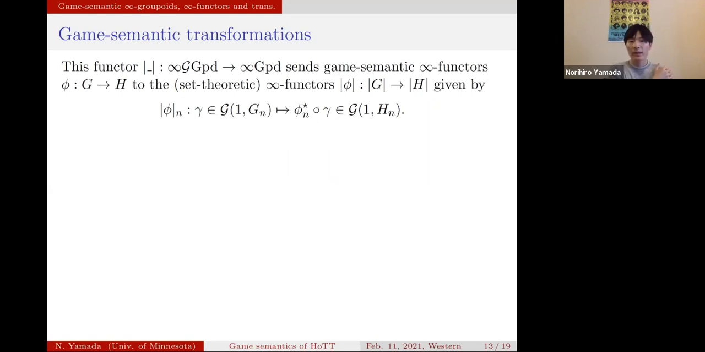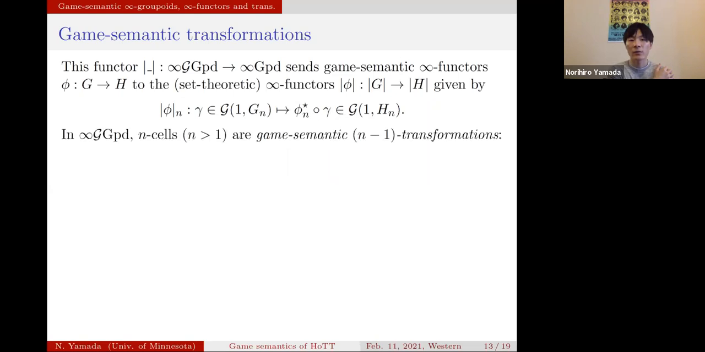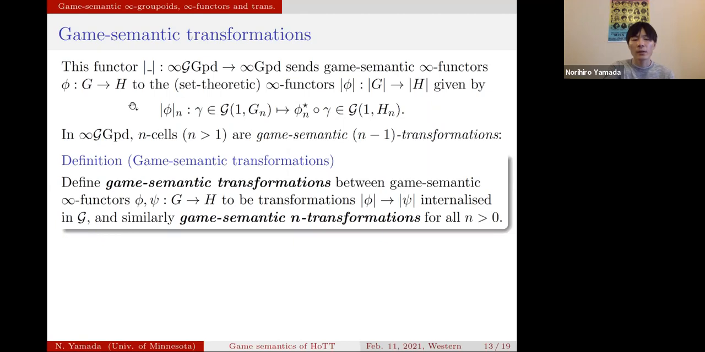And with this in mind, roughly, the notion of game-semantic transformations, which are higher cells in this infinity category, can be defined as follows. Define a game-semantic natural transformation, or a transformation between game-semantic infinity functors phi and psi, to be a transformation between these underlying infinity categories, yet internalized in Z. And similarly for higher transformations. So this is just the idea.